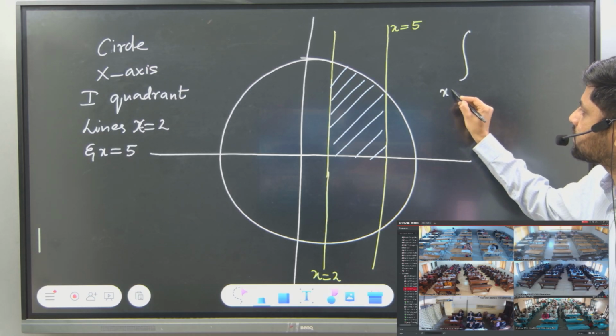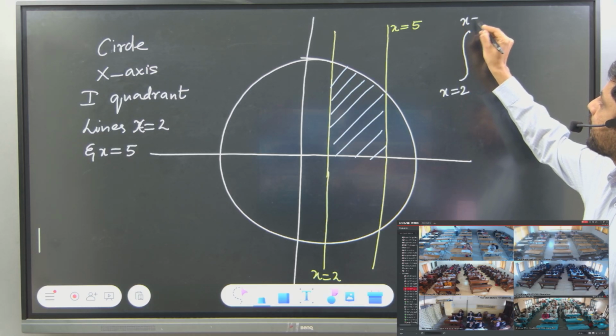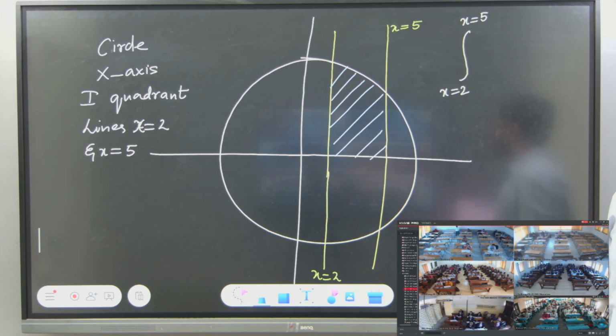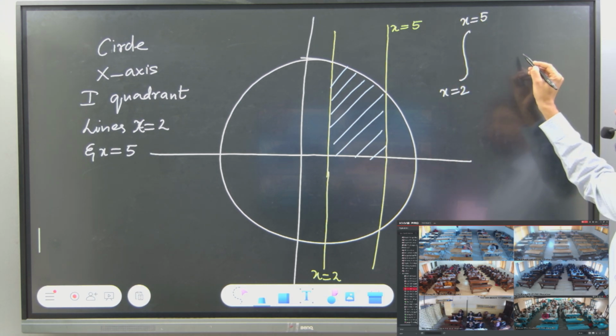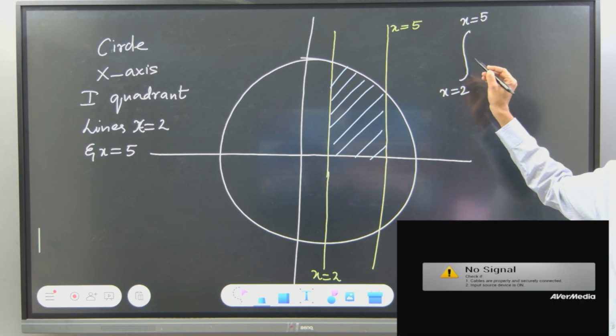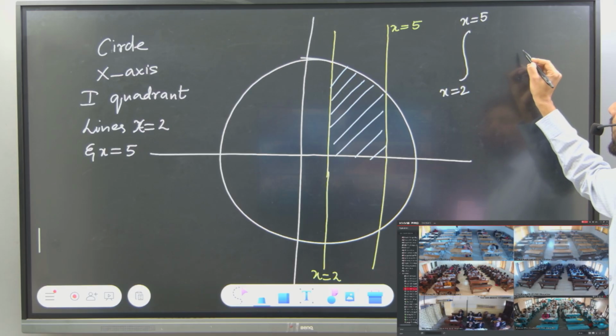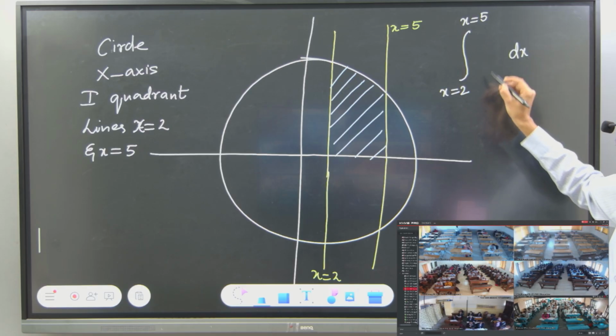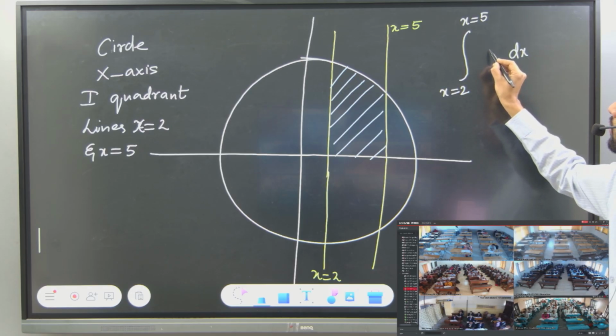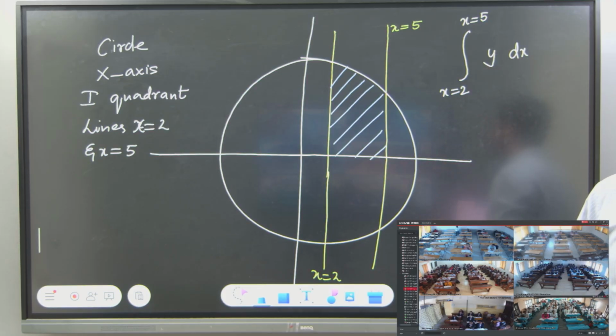x is equal to 2, x is equal to 5. Limits. If limits is x, I should integrate with respect to what? Yes, very good. I should integrate with respect to dx. What should I write here? If this is dx, what should I write here? I should write y.